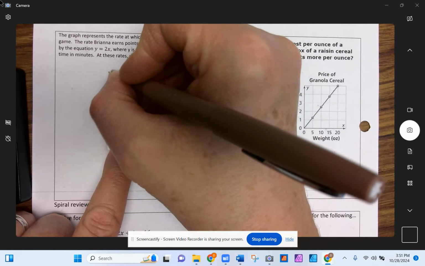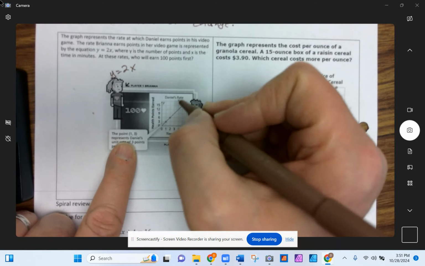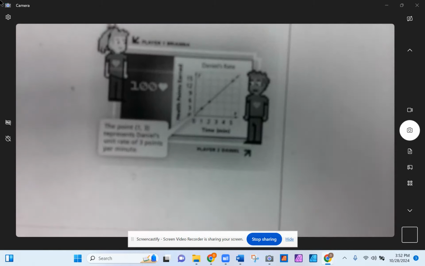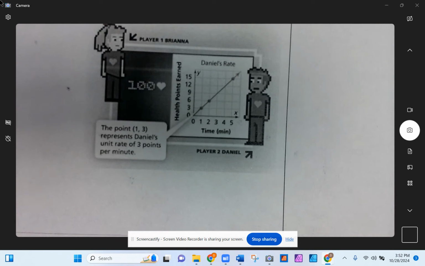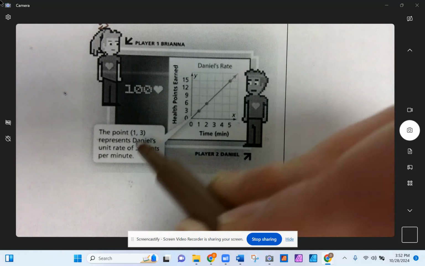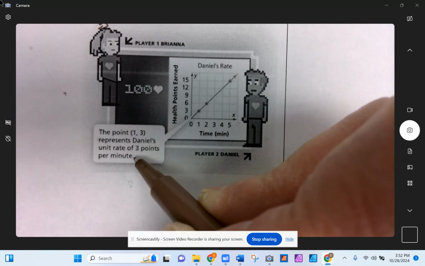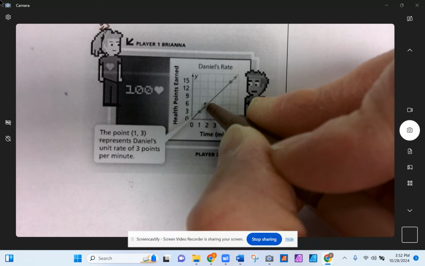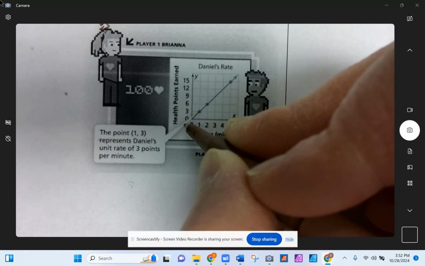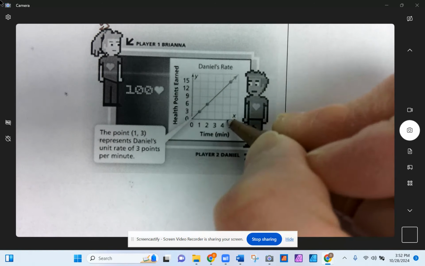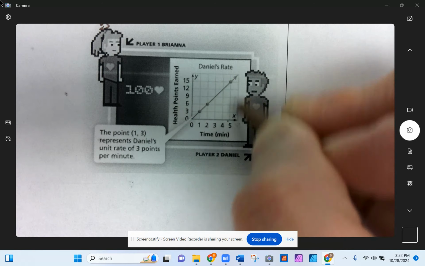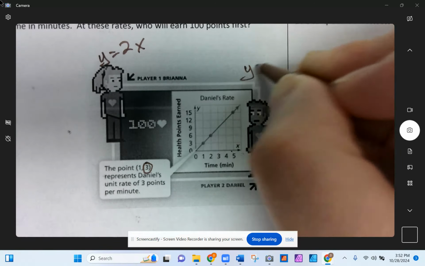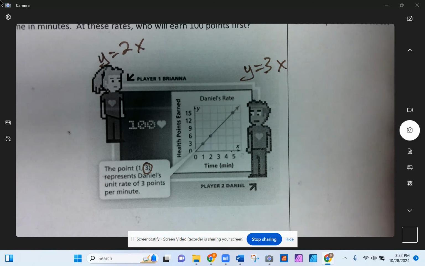So Brianna's got y = 2x, and then Daniel has the graph right here. So let's zoom in a little bit. The point (1, 3) represents Daniel's unit rate of 3 points per minute. He's going up by 3 and over by 1. You go up by 6 and over by 2. You can divide that, you get the same thing. You could even go up by 15 and over by 5. 15 divided by 5 is 3, right? So if we put his in an equation, that's going to be y = 3x, okay?